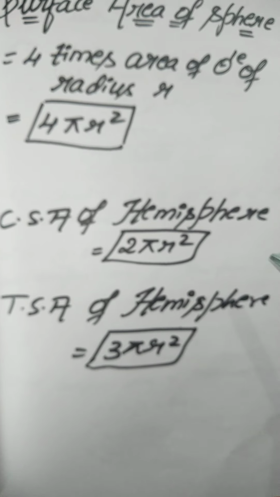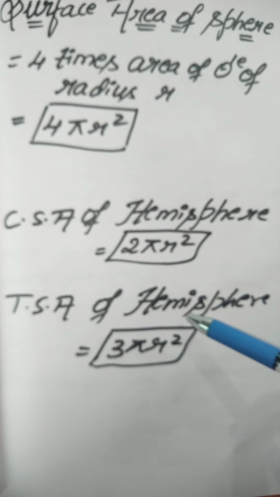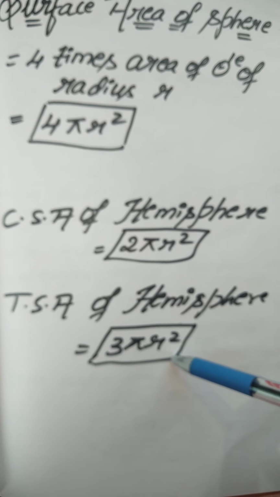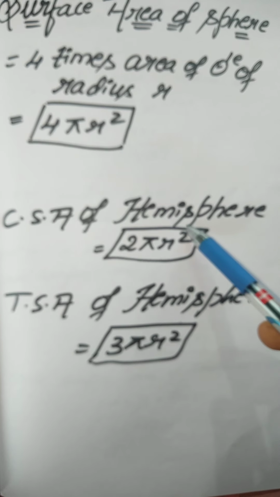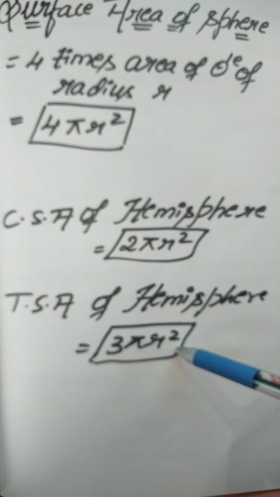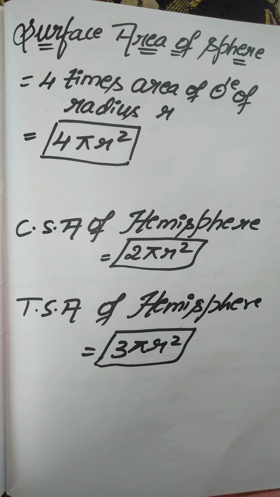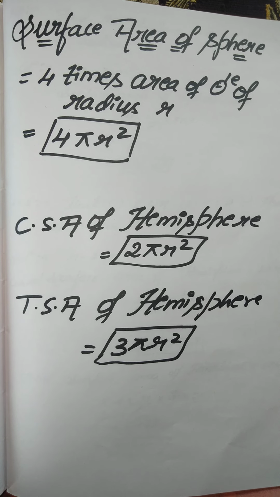So what is the CSA of the hemisphere? CSA of hemisphere is 2 pi r square. TSA of hemisphere is 3 pi r square. Just take a snap, children, and write it down in your notes.